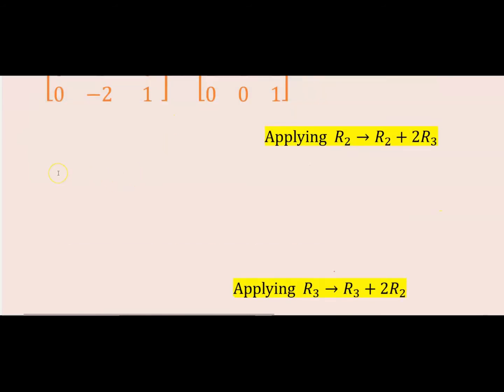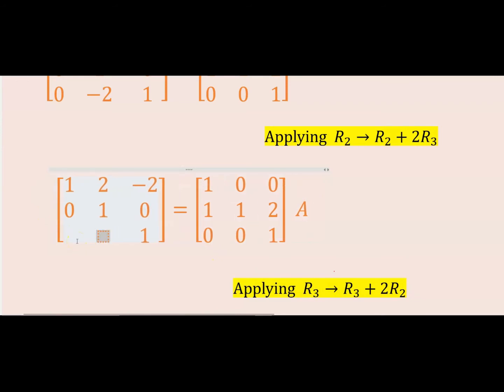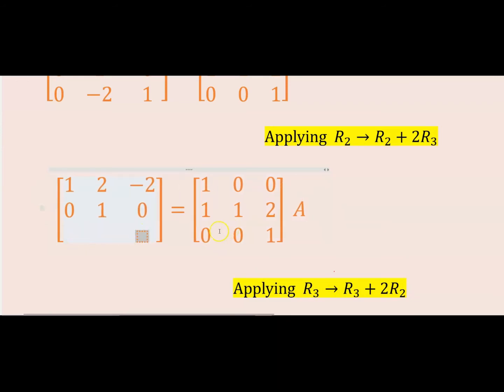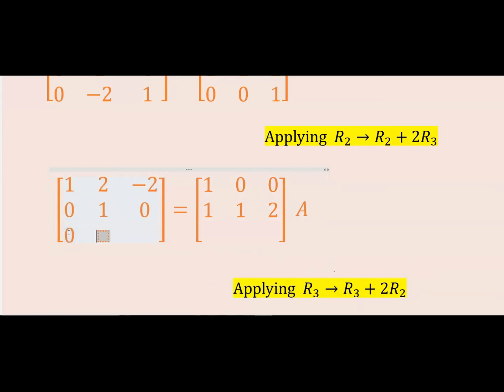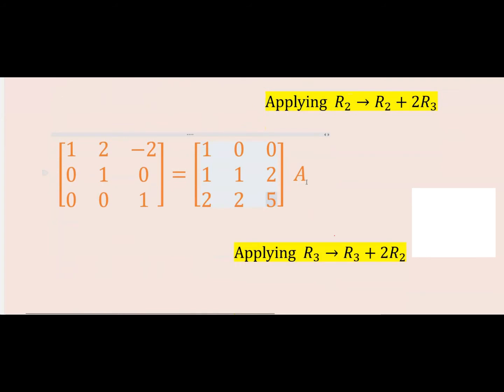Yes, this will be. So now we are applying the operation to R3. The entries of R3 will be changed, right? R1 and R2 remain as they are, right? So after applying the operation R3 plus 2R2, the entries will be 0, 0, 1, and to the right hand side, this will be 2 and this will be 5, right? After applying the operation.